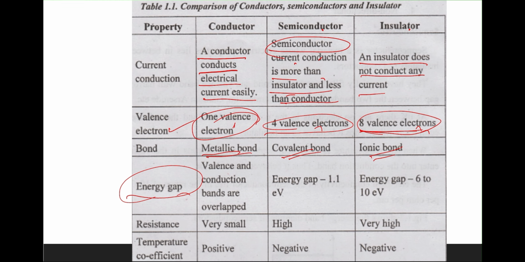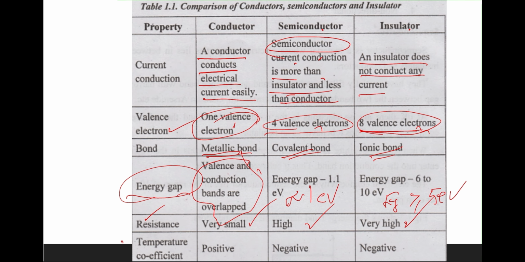Next is the energy gap. We already saw the band gap figure. In the case of conductors, the valence band and conduction band will be in the overlapped position. In semiconductors, the energy gap will be approximately equal to 1 electron volt. And in insulators, the Eg will be higher than or equal to 5 electron volt. Now, in the case of resistance, conductors will have very small resistance. Semiconductors will be higher than that of conductors, and for insulators, the resistivity will be very high.